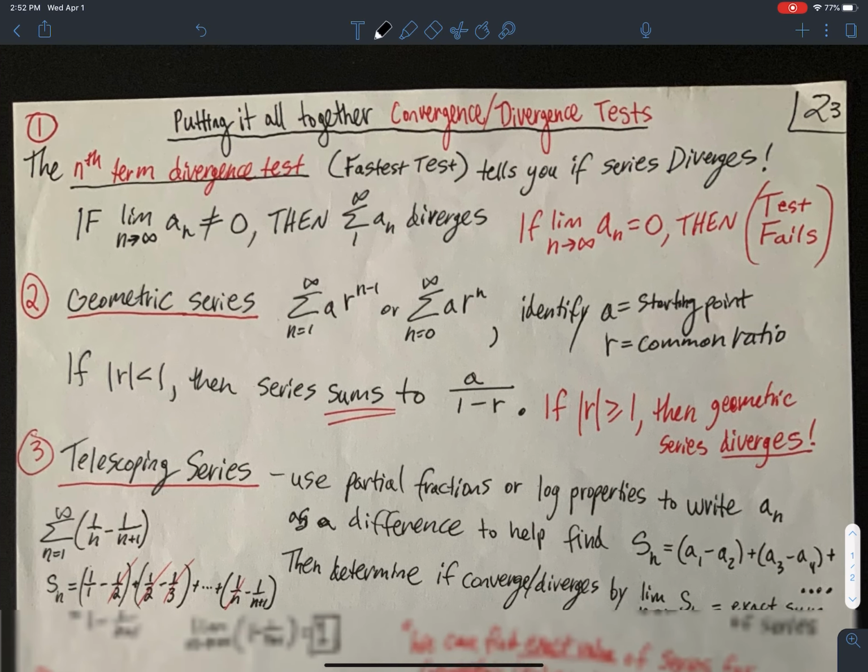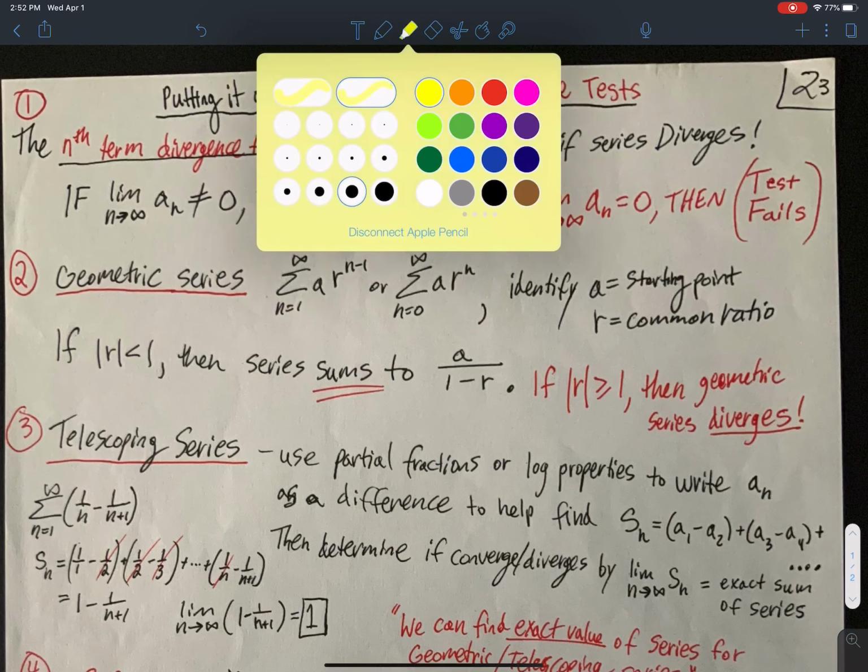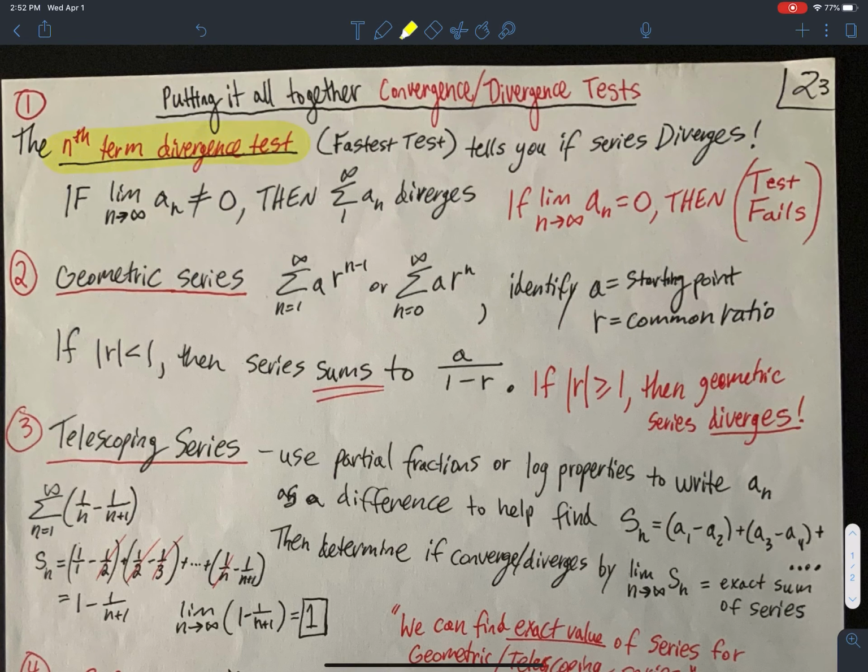Okay. So the first test that I like to do, and the reason I like to do this test is because it's the fastest. And that test is the nth term divergence test. Okay, this one's definitely the fastest. The only thing that this test is going to tell you is if a series diverges. And how do we do this? All we have to do is look at the a_n and take the limit as n goes to infinity.